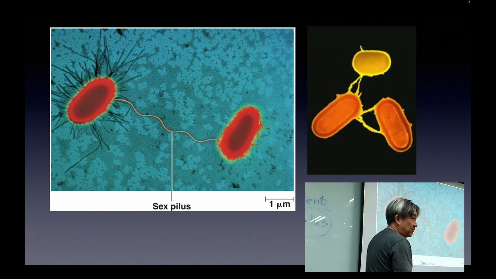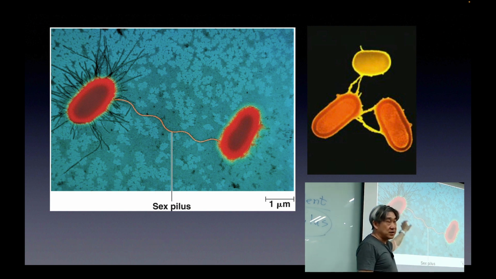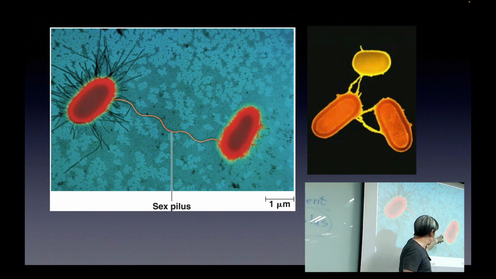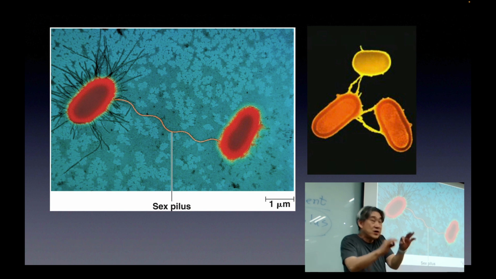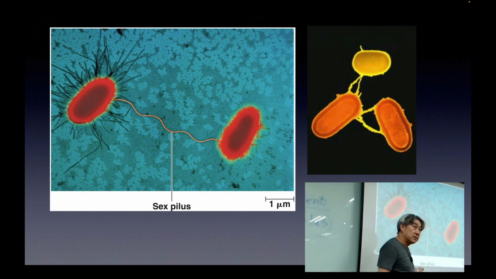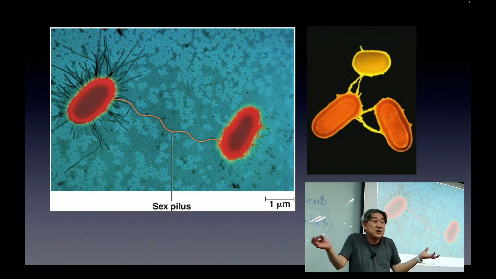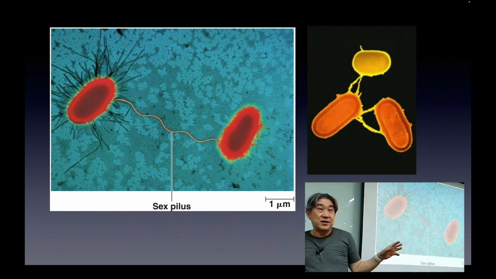This is a real photograph of two bacteria engaged in genetic recombination. This is a long thread-like pilus. When they use this particular pilus in this recombination, we call it what? Sex pilus, because it is used for this exchange of their genes.